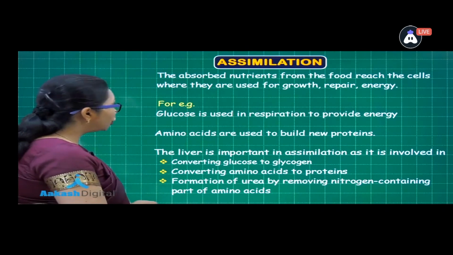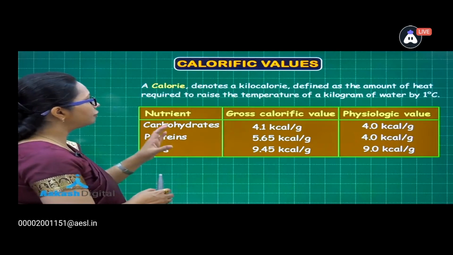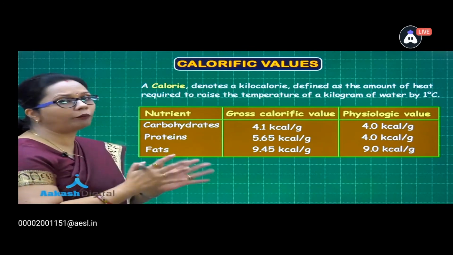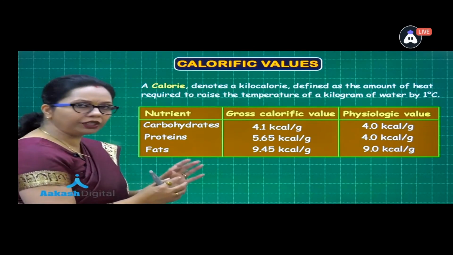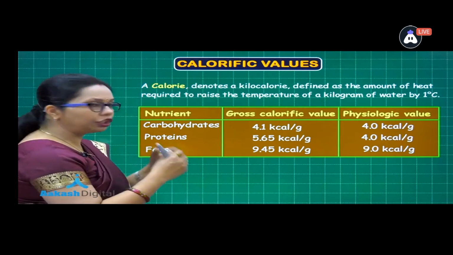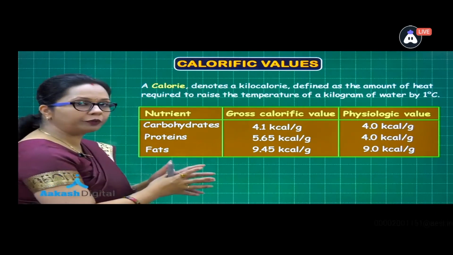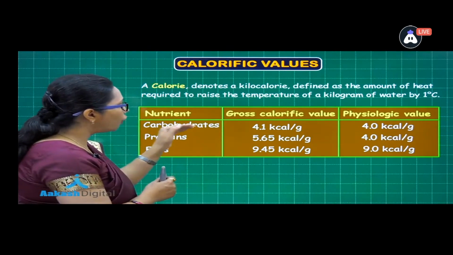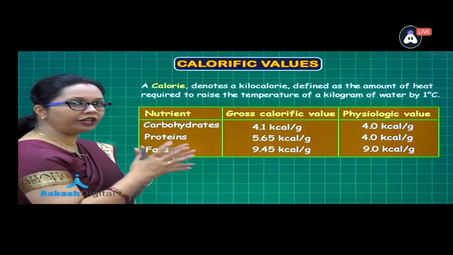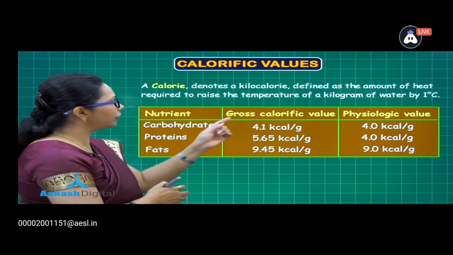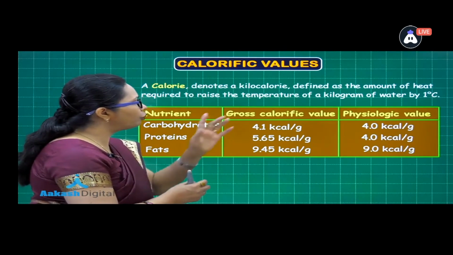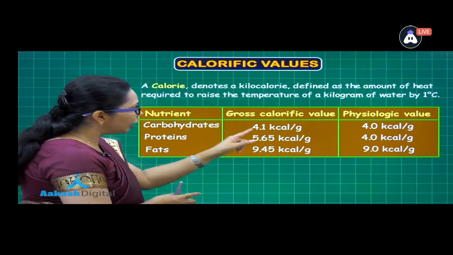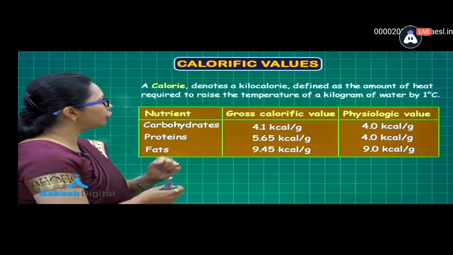And as far as energy is concerned, when a carbohydrate is burnt in a bomb calorimeter, an apparatus where energy is not lost, whatever energy is produced, all of it can be recorded. In that case, 1 gram of carbohydrate, when burnt in the bomb calorimeter, yields 4.1 kilocalories of energy. And here, kilocalories is the term that we use.